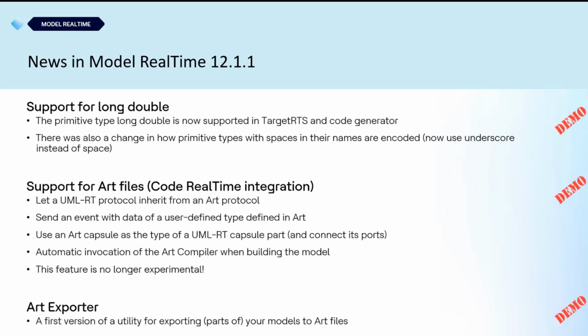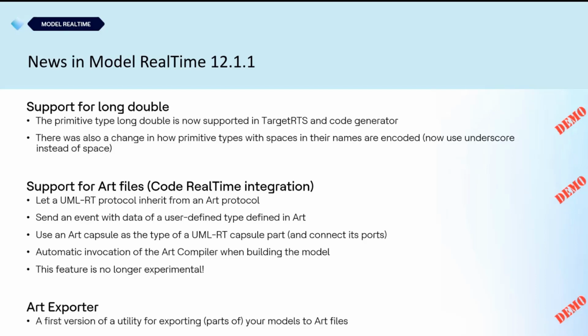Then we've worked a lot on improving the support for art files and the Code RealTime integration. I think you saw a first glimpse of that feature already in last sprint, but in this release we have now improved the coverage of the art language significantly. So for example, you can now have a UML-RT protocol that inherits from a protocol you have defined in art. You can send events.